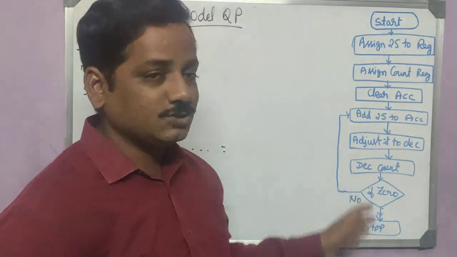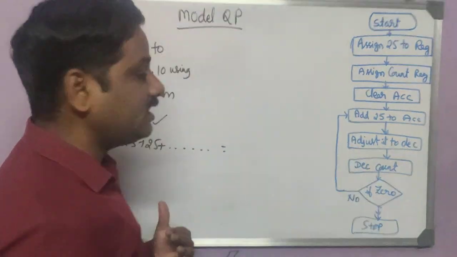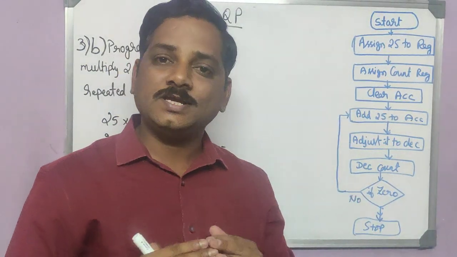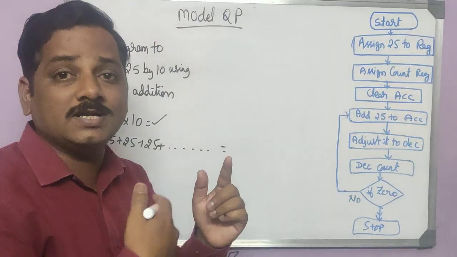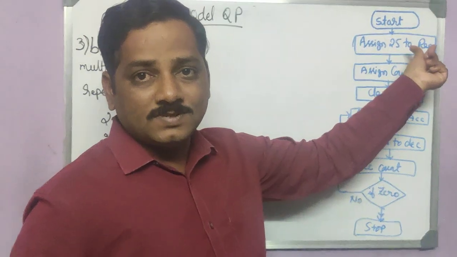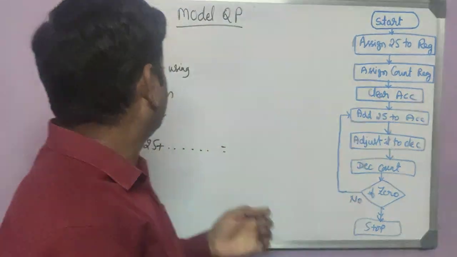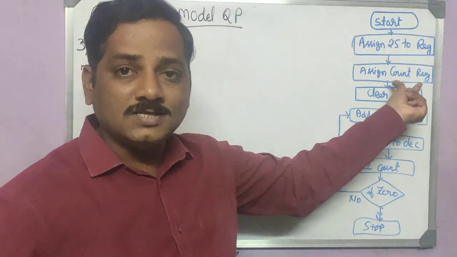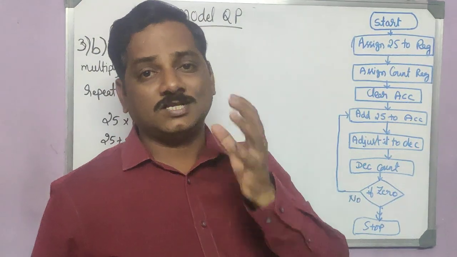Here I have written the flow chart. First we have to start the program. Once after starting the program, we need to take the number 25. Let me take it into some register, because that has to be added repeatedly. How many times? 10 times. So 25 I will take into a register, and then we will assign the count, because we have to add this 10 times. We should have that count in our mind, so we will assign one register for the count. That is the third step, assign the count register.